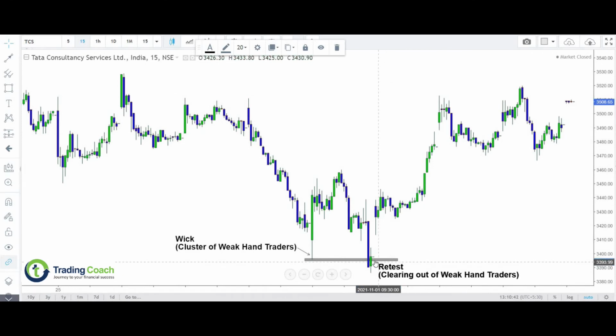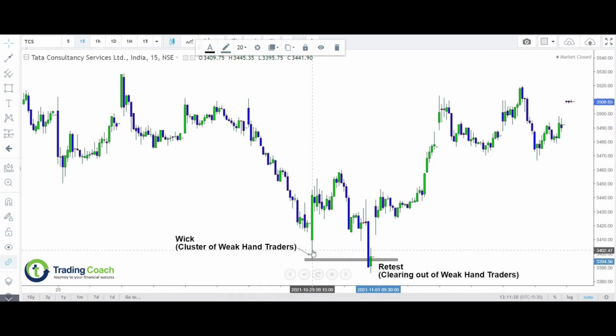So after retesting this particular wick around somewhere like 3,394, you can notice that the stock prices went all the way till 3,520. Okay, so in this particular process we can notice that all these weak hand traders who have got clustered around this wick are actually getting cleared out in the market, right? When you see this retest, the market is actually clearing out all these weak hand traders. The market is trying to shake out all these weak hand traders from their positions.